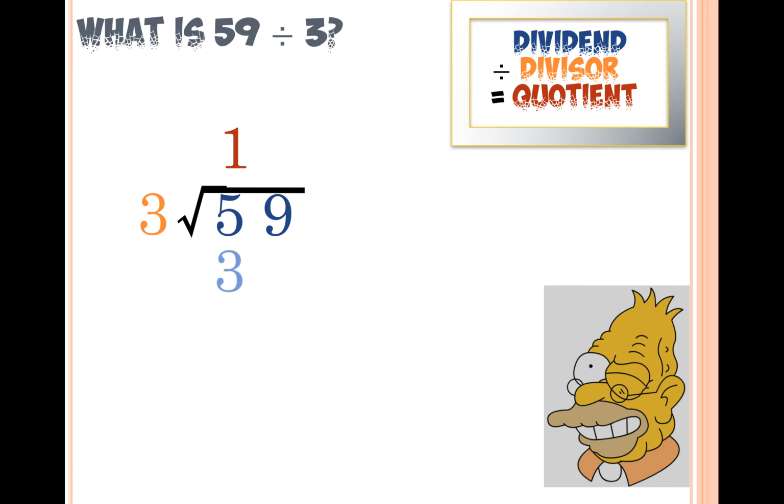3 goes into 5 one time. 1 times 3 is 3. Subtract, 2. Bring down the 9. 3 goes into 29 9 times, because 3 times 9 is 27, so the 9 goes up there.